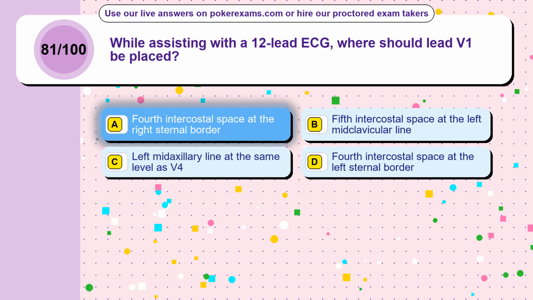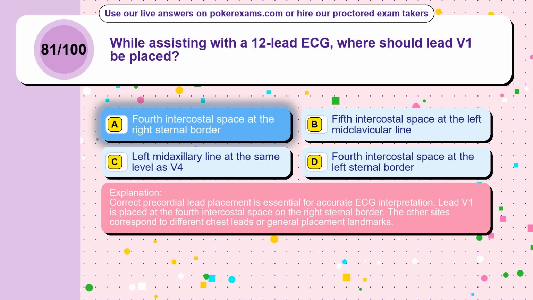The correct answer is option A, 4th intercostal space at the right sternal border. Correct precordial lead placement is essential for accurate ECG interpretation. Lead V1 is placed at the 4th intercostal space on the right sternal border. The other sites correspond to different chest leads or general placement landmarks.